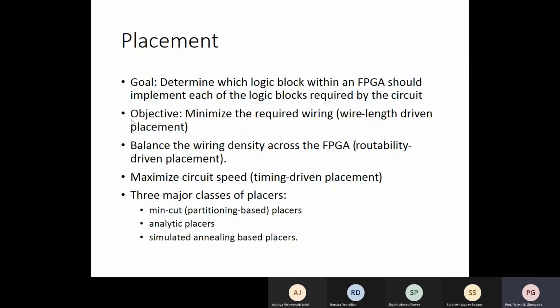Then balance the wiring density across the FPGA. That is called routability driven placement, which is about how you are in a position to route those particular blocks. And maximize the circuit speed. This is one of the most important aspects, and it is done using what is called timing driven placement. So there are two flavors: routability driven placement and timing driven placement. There are three major classes of placing algorithms, or types of placers. They are called min cut, that is partitioning based placers, analytic placers, and simulated annealing based placers.